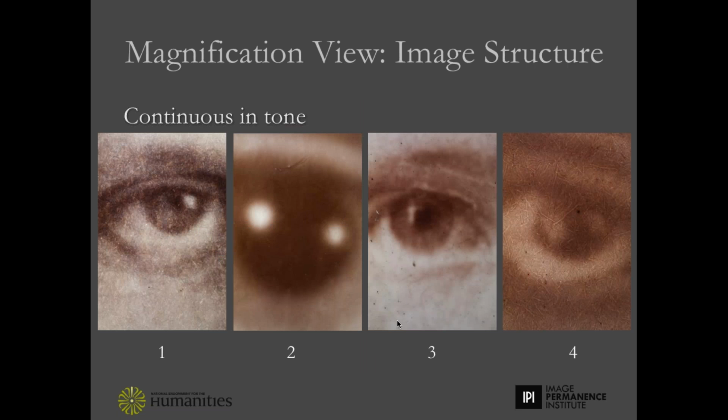Back to our object examples, all 4 of our examples are continuous in tone. Notice the transitions between the tones are even. There's no distinctive pattern here. There's no dots, squiggles, squares, anything like that.